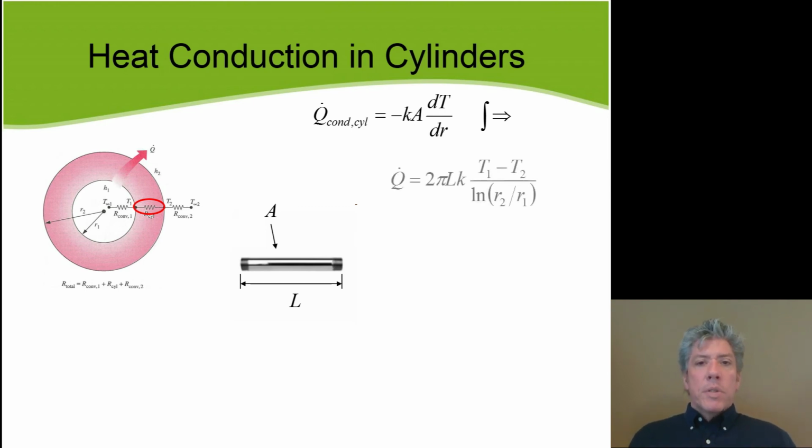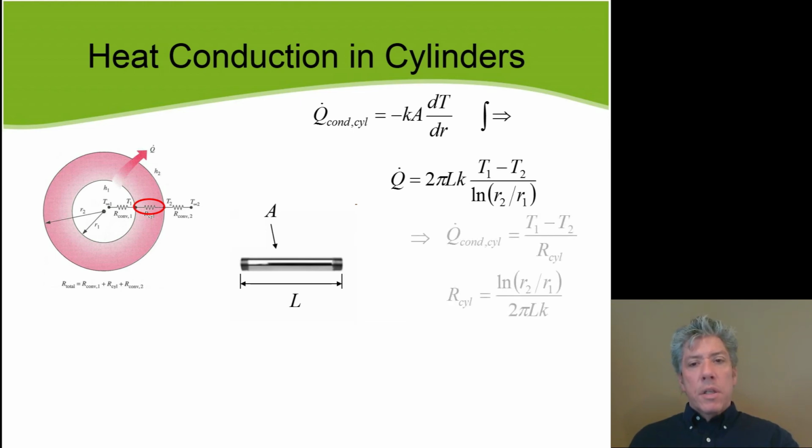Well, I won't show you all those details. Don't worry about the calculus. Here's the result. The natural logarithm comes from the fact that this is a curved surface and that area increases. So hopefully that's satisfactory to you. But you'll notice we've got the length of the cylinder, L. So in the pink diagram, that's the depth this way. We've got the thermal conductivity k of the material, and then a geometry factor, essentially 2 pi, and the natural logarithm of the inner and outer radius ratio. So there's the equation for heat conduction in a round cylinder.